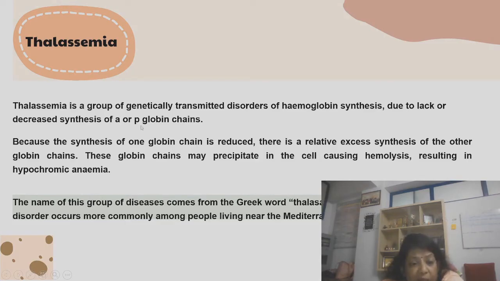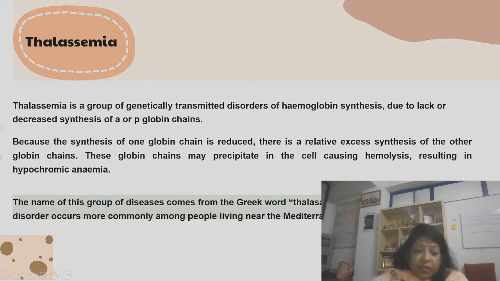Please ignore P. This is beta, this is beta globin chain. This is a typographical error and my system is not taking beta. I am not able to put beta here. So this is not P, this is beta globin chain.